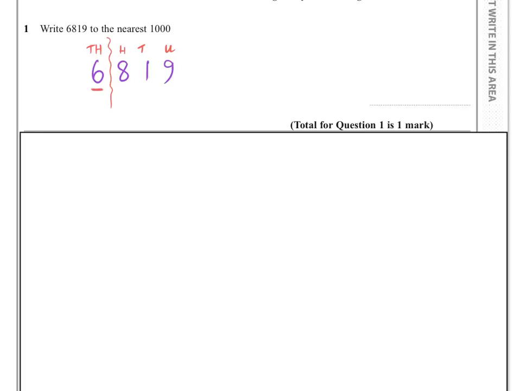But don't forget, when we round, we look at this number after the number we want to round it to. And if this number here is a 9, an 8, a 7, a 6 or a 5, then it increases this number by 1. But if this number is a 4, a 3, a 2, a 1 or a 0, it has no change. So the answer would not be 6,000 to the nearest 1,000, it would be 7,000 to the nearest 1,000.